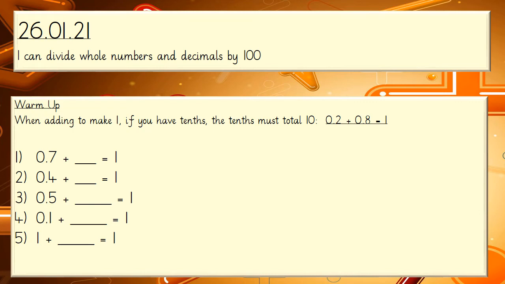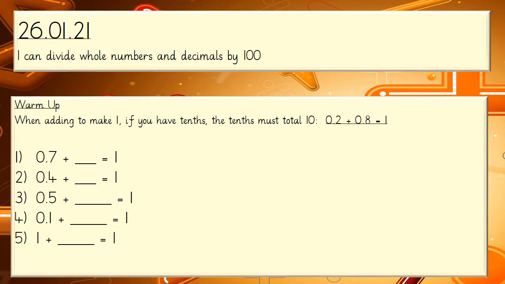In this lesson we're going to be dividing whole numbers and decimals by 100. First of all, write today's date and underline the date in your books. Pause the video here whilst you do this. Once you've done this, then complete the warm-up below.